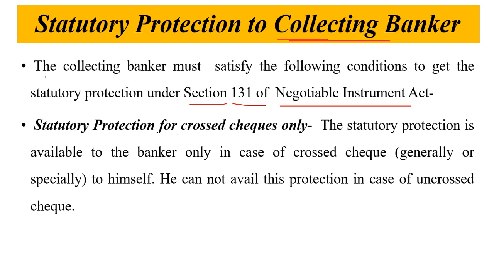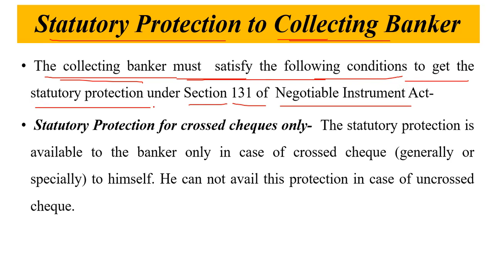So if the collecting banker wants this protection, the collecting banker must satisfy the following conditions to get the statutory protection under Section 131 of the Negotiable Instruments Act. If the conditions are fulfilled by the collecting banker, then in case the collecting banker has made any mistake in clearing the check, the collecting banker can take this protection.